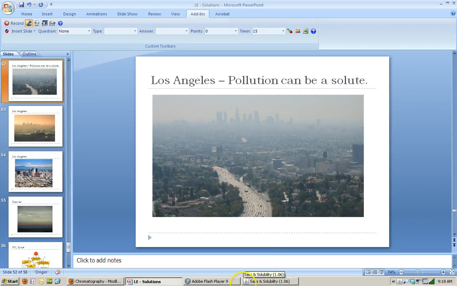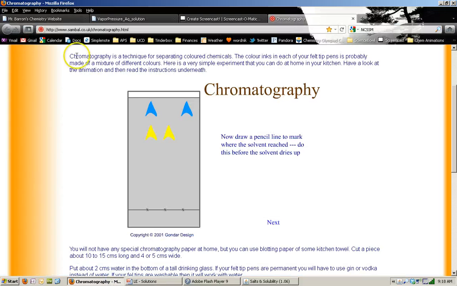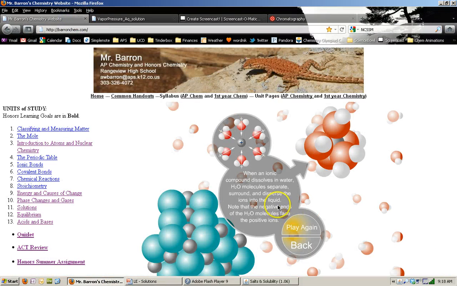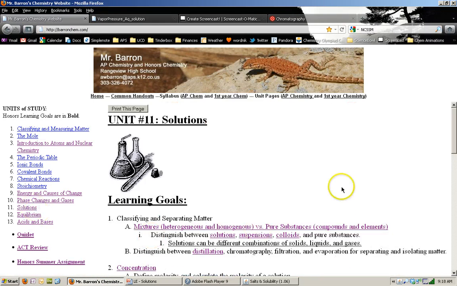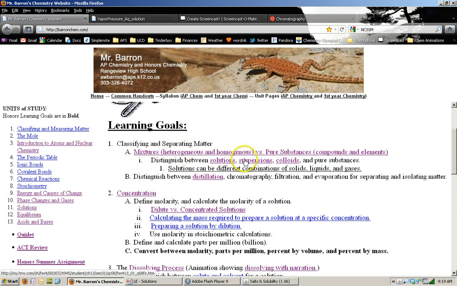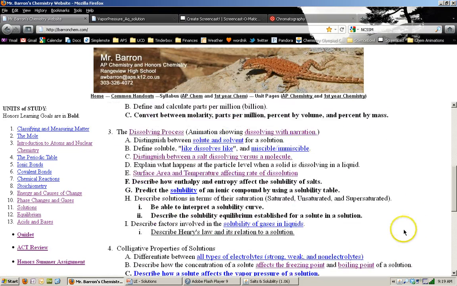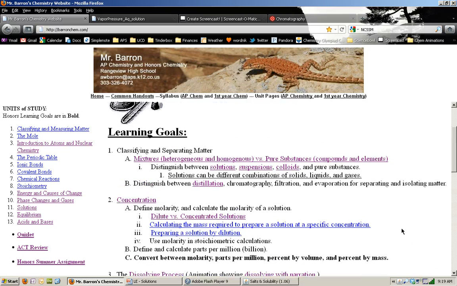So we've gone over a lot of the basic vocabulary of solutions. What I want you to do after this presentation is go back to the solutions unit page, and click on all of these links and make sure you're clear on all of the vocabulary that's in this unit. The terminology is really important, otherwise we can't do a lot of the cool labs that we have in this chapter.